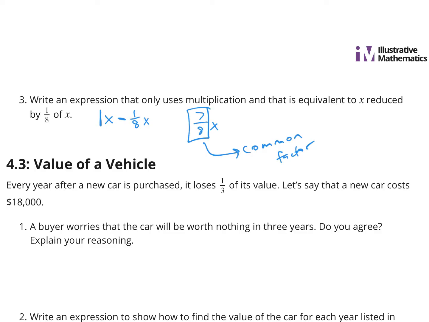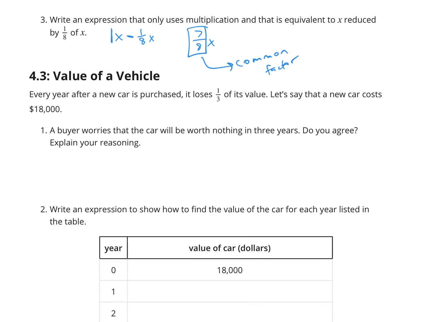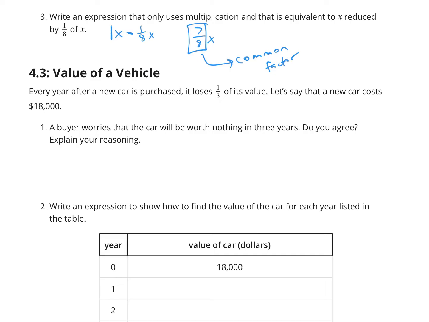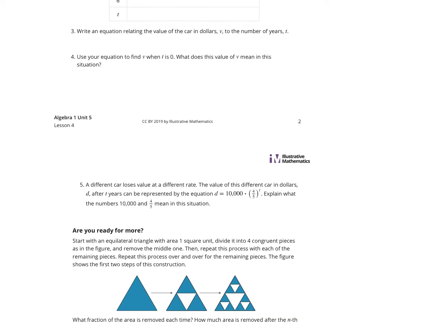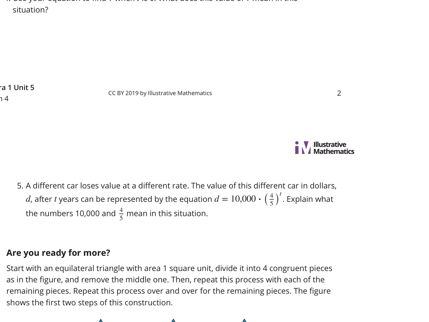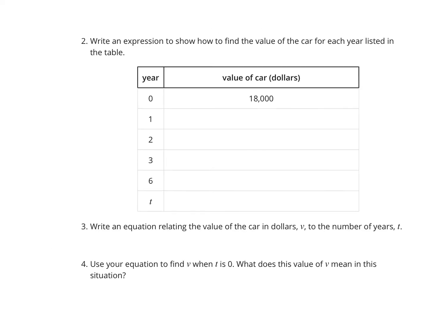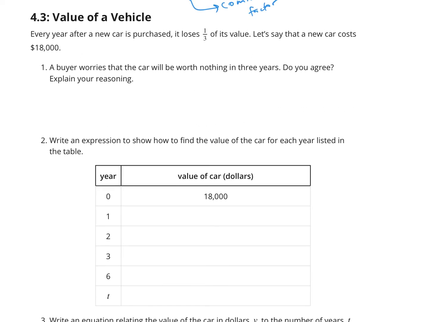All right, let's take a look at the next activity. It says every year after a new car is purchased, it loses 1/3 of its value. Let's say that a new car costs $18,000. So what you need to do is go through and answer the 5 questions on this activity. So pause the video and go from there.